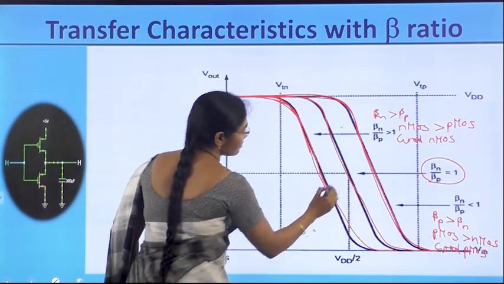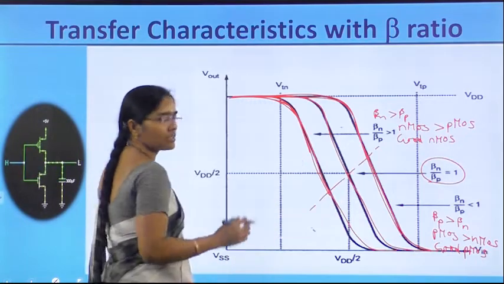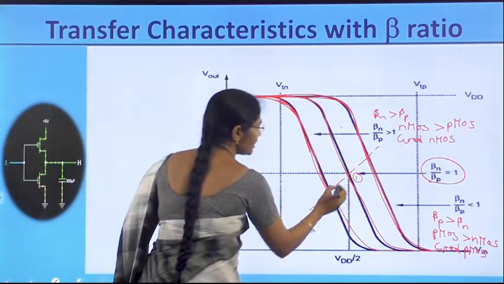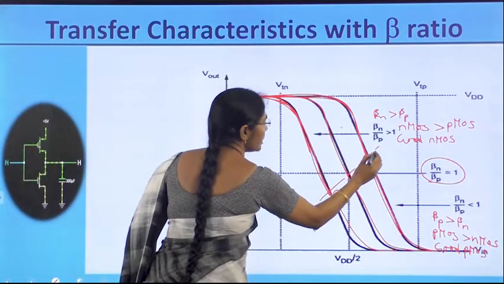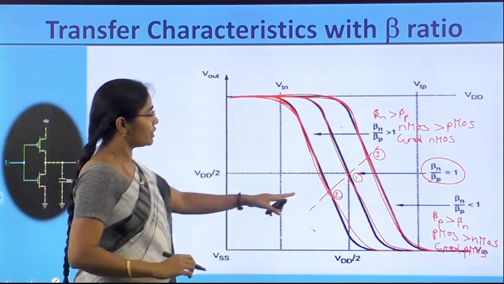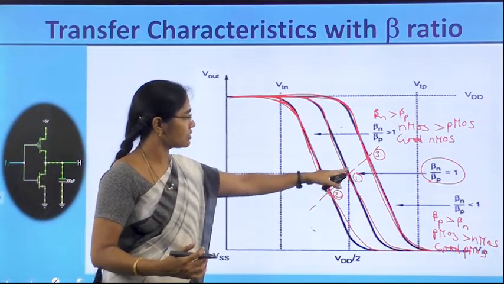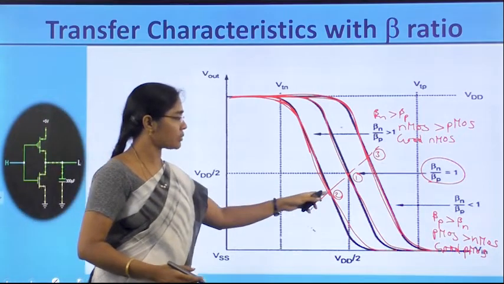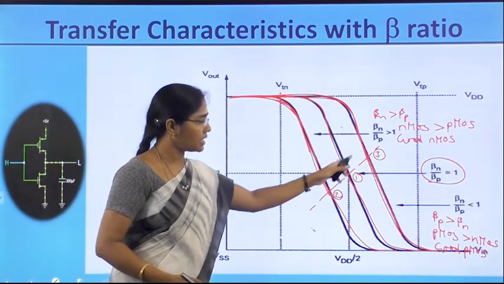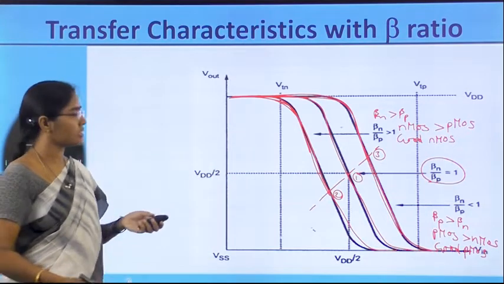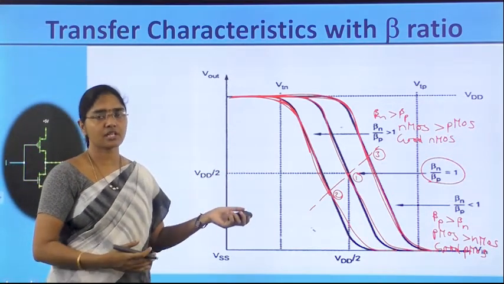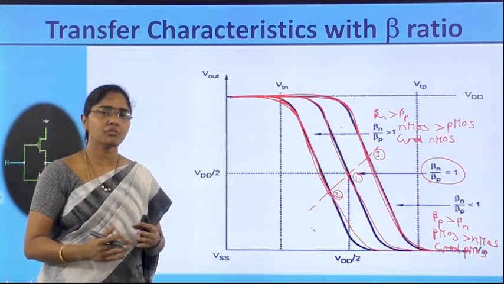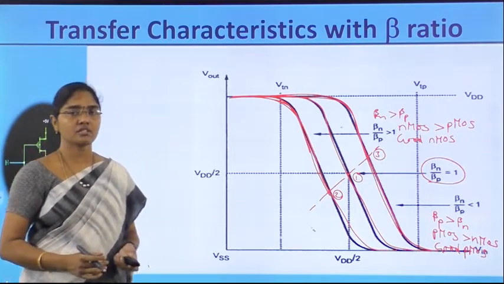Means when we have plotted the V inverting points. V inverting is at point 1 for the symmetric case, then that V inverting point is reduced or increased. For good NMOS, the V inverting point is reduced. For good PMOS, the V inverting point will be increased. That means the voltage at point 2 is less than point 1 and at point 3 it is greater than point 1. This is the conclusion of this transfer characteristic and sizing. That means if you want to shift the V inverting point, we can shift it by changing the sizes of the transistors.